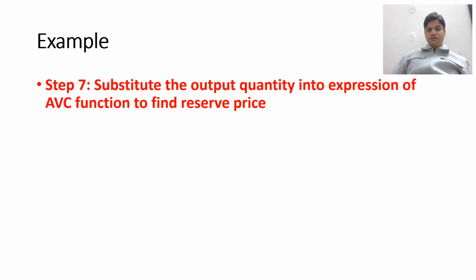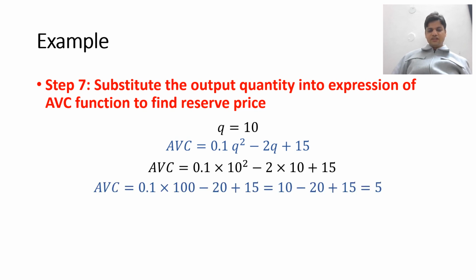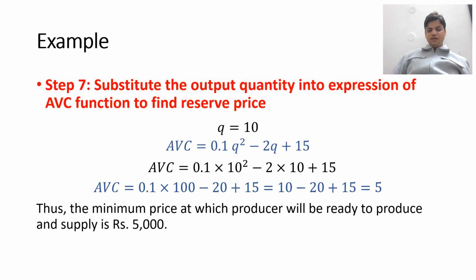Now step 7, substitute the output quantity into the expression of the AVC function to find the reserve price. So you already know Q is equal to 10. This is the AVC function. Now you put the value, solve it further, and you find the value is 5. Okay, so 5 means what? Since all the costs are in thousands of rupees, the minimum price at which the producer will be ready to produce and supply is rupees 5,000. So the reserve price here is rupees 5,000.